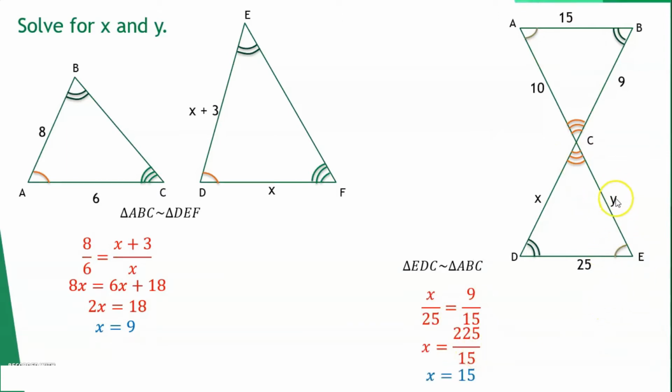Now solving for y. So y/25. y is opposite of D, and D is equal to B. So that would be 10/15. Simplifying this, the value for y is 50/3. So please take note of that.